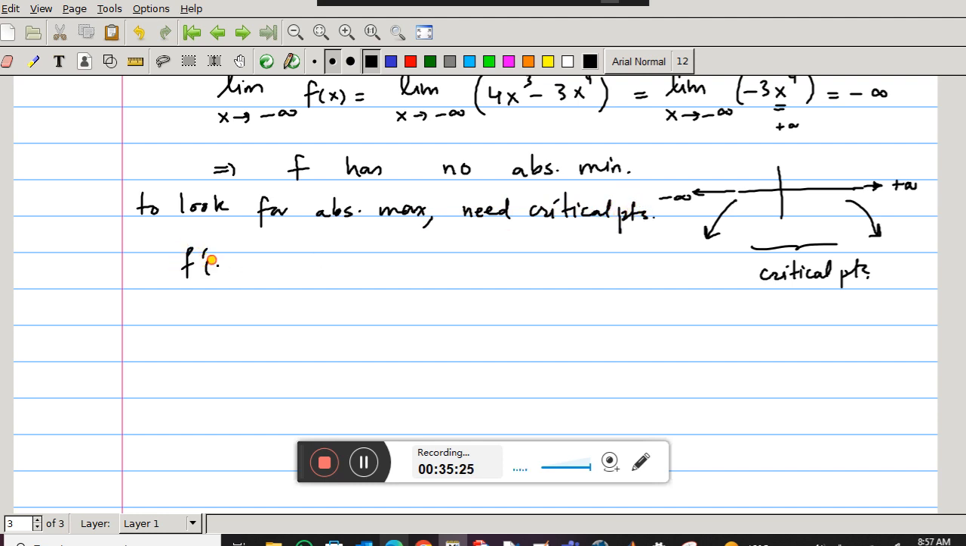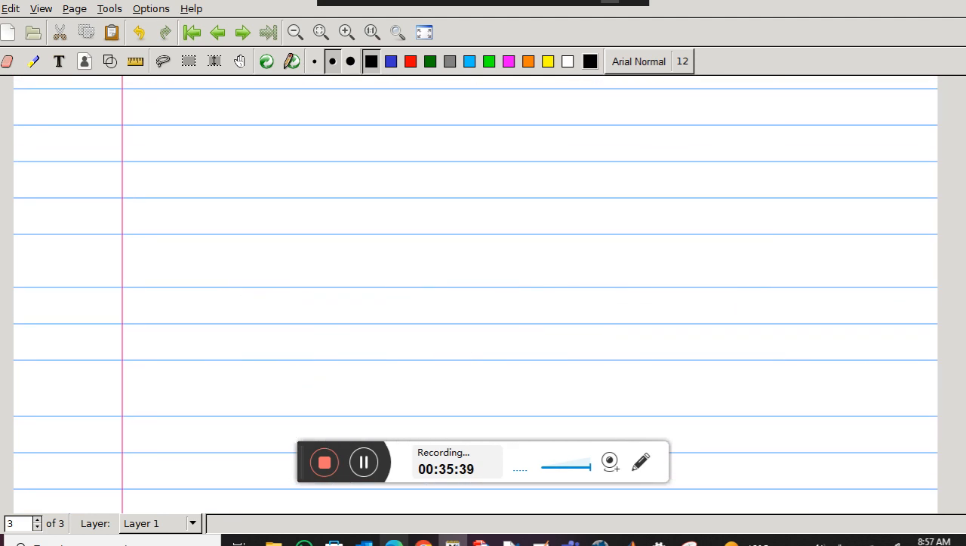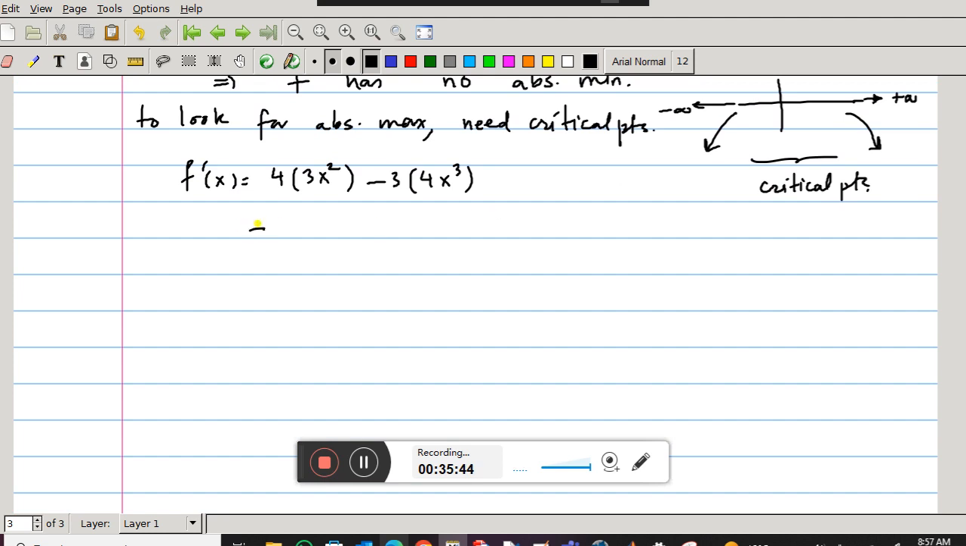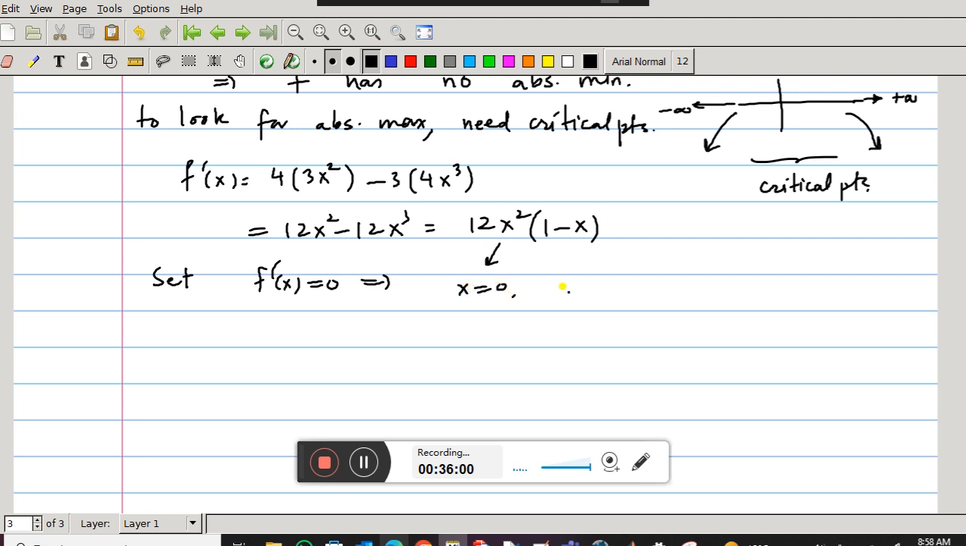So for that, I need f prime of x. f is 4x cube minus 3x4. So x4 has this derivative, 4x cube. 3x square, yes, correct. So now if I multiply, this is 12x square minus 12x cube. So if I take 12x square common, it is 1 minus x. So if I set f prime equal to 0, it will give me x equal to 0 from here and x equal to 1 from here. So these are the critical points.